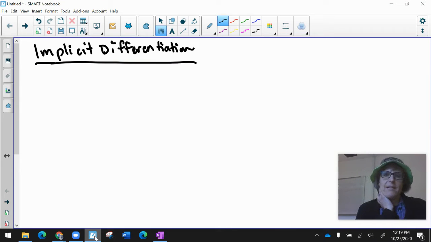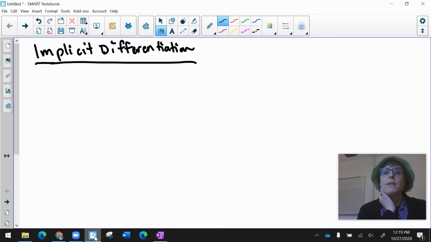So I have found in the past that implicit differentiation really gives people a lot of trouble. So I thought maybe I would record my solutions to one of the examples and one of the checkpoints to give you a better idea, or some more guided practice, on how to deal with this.